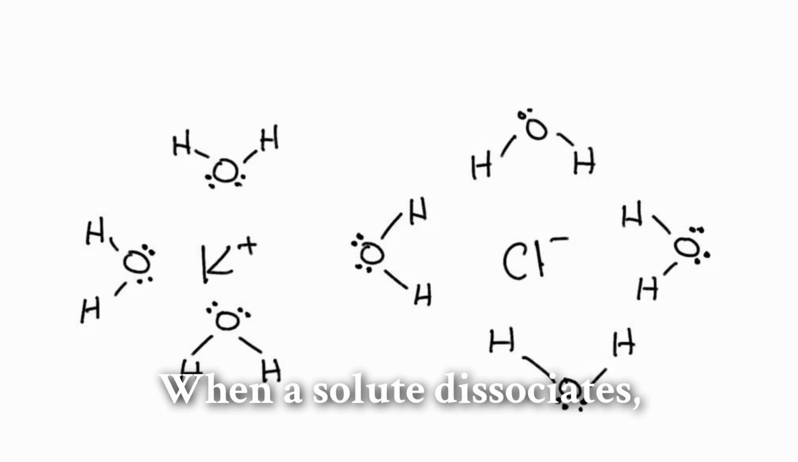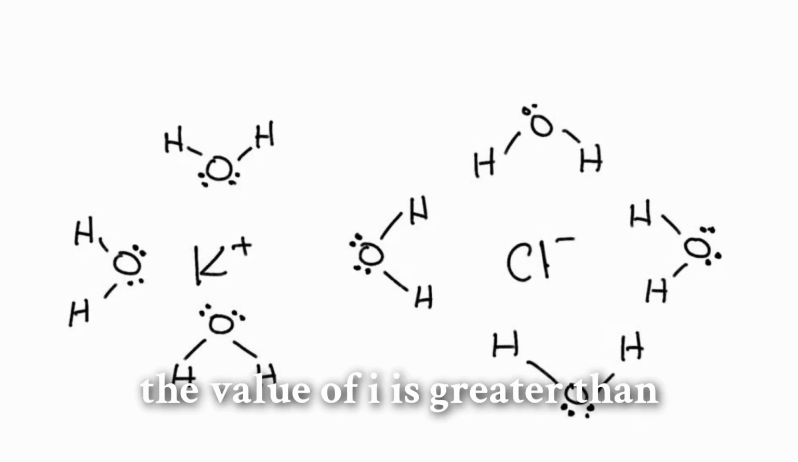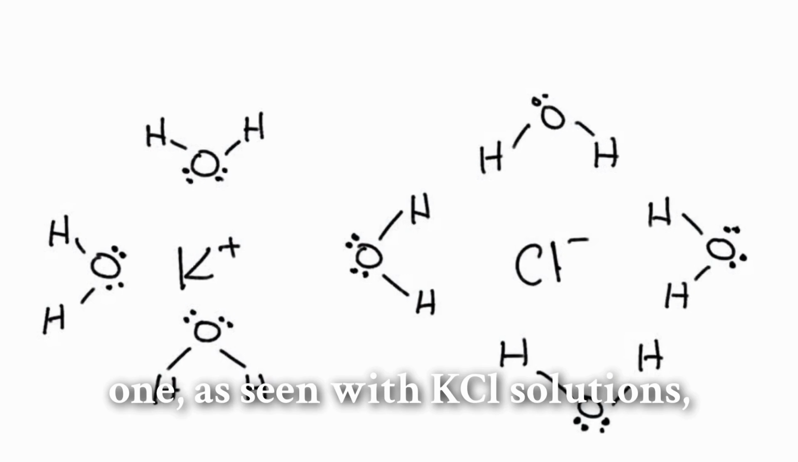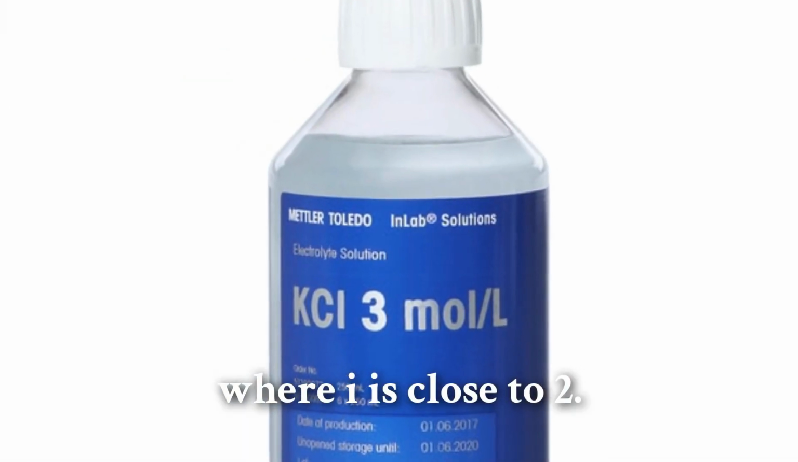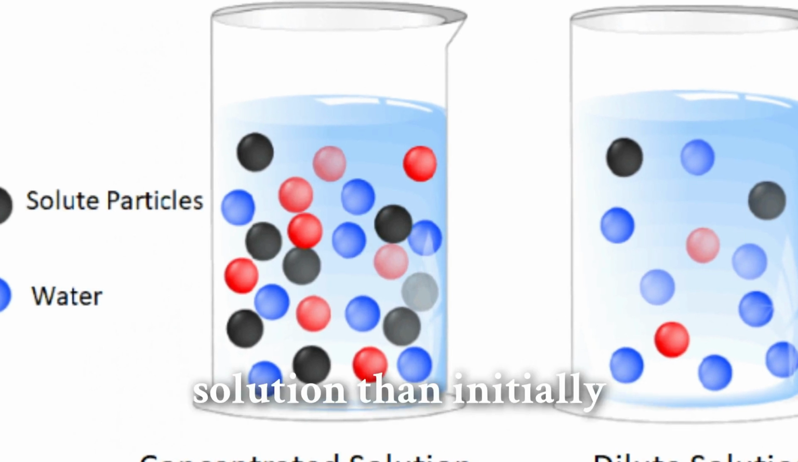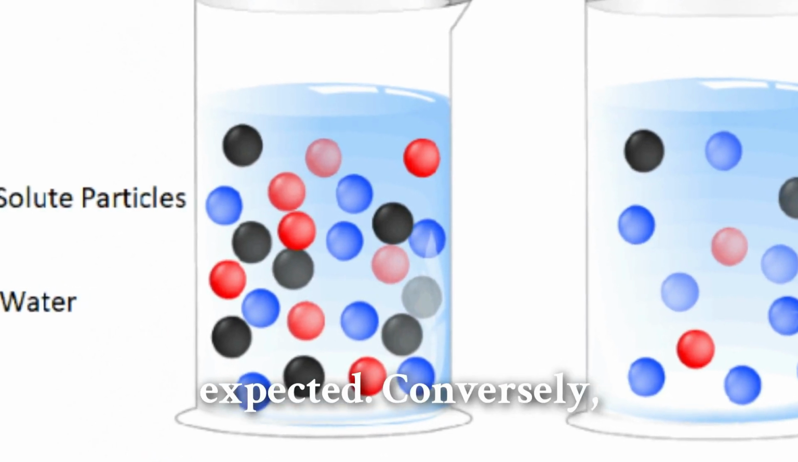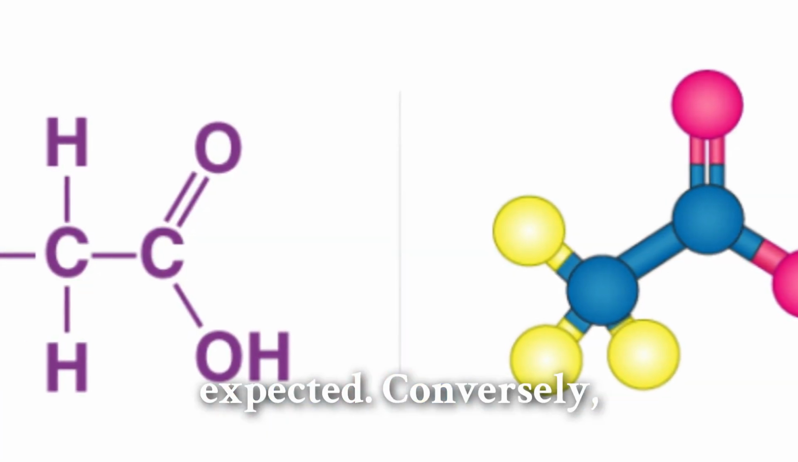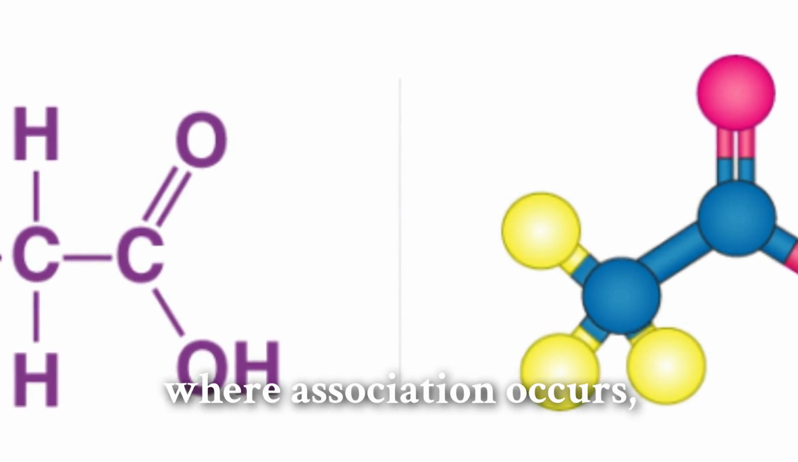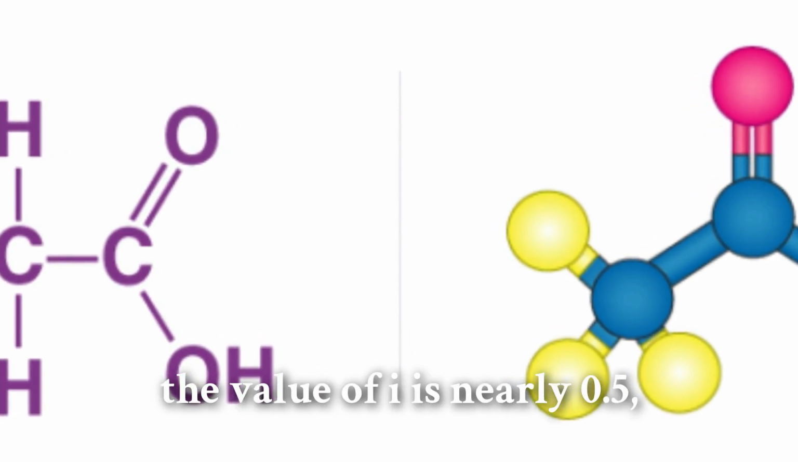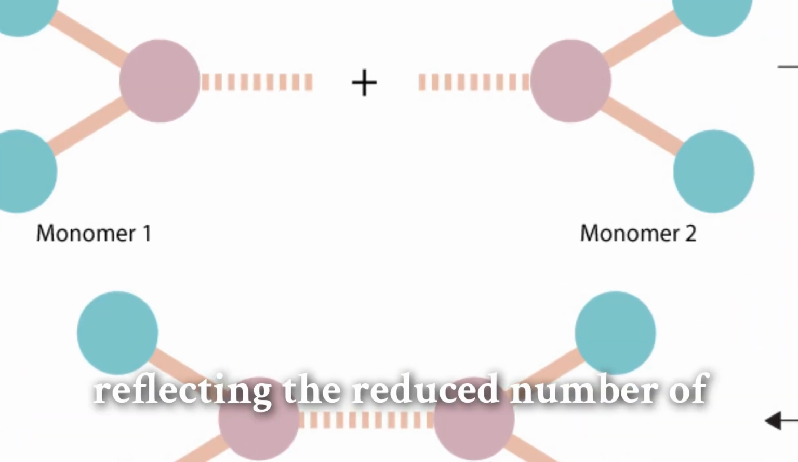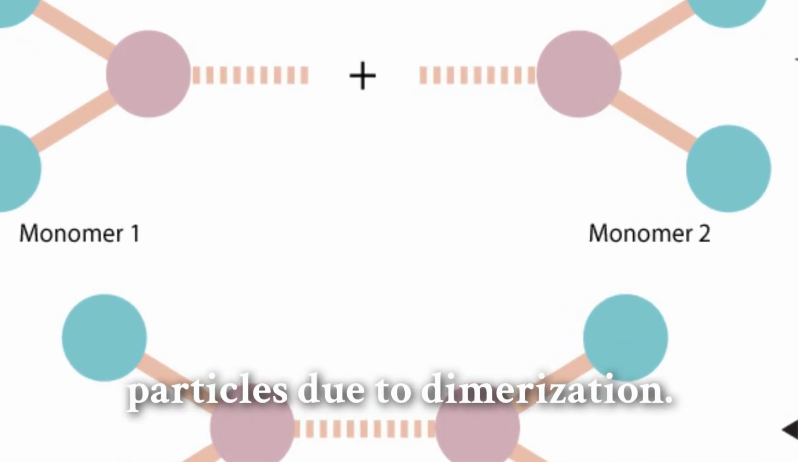When a solute dissociates, the value of i is greater than 1, as seen with KCl solutions, where i is close to 2. This indicates that the solute produces more particles in solution than initially expected. Conversely, for ethanoic acid in benzene, where association occurs, the value of i is nearly 0.5, reflecting the reduced number of particles due to dimerization.